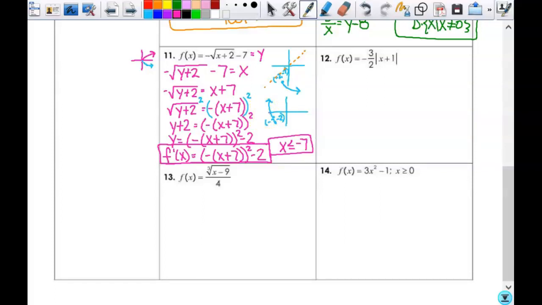Being able to graph your little parent functions pretty quickly to wrap your mind around what's happening is important. That's one of the many, many reasons why we're doing all of this graphing. Okay, so let's look at number 12.